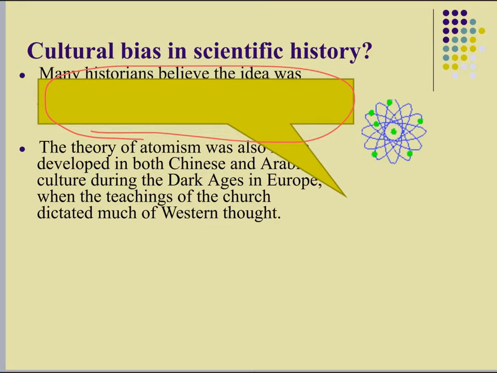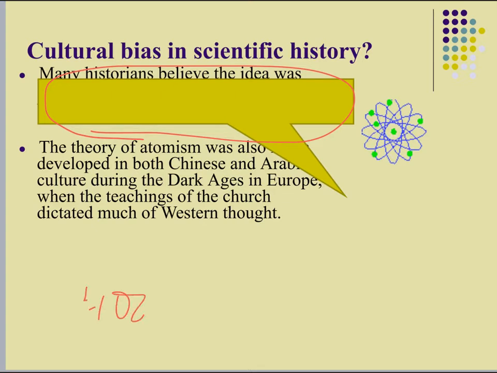So the first point should say, many historians believe the idea was first proposed at least a century earlier in the Indian subcontinent. And then the second point says, the theory of atomism was also much developed in both Chinese and Arabic cultures during the Dark Ages in Europe, when many of the teachings of the church dictated much of Western thought. So we talked a little bit about the gap in scientific development.